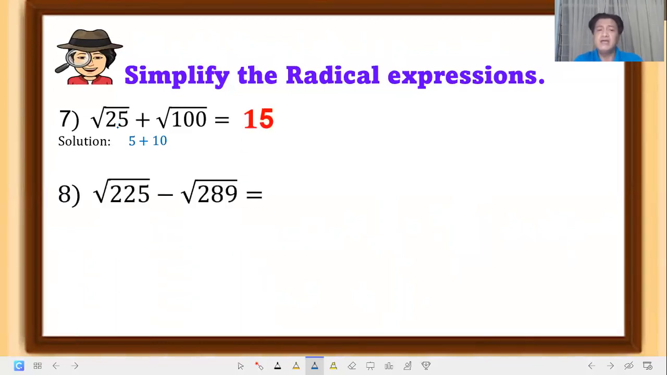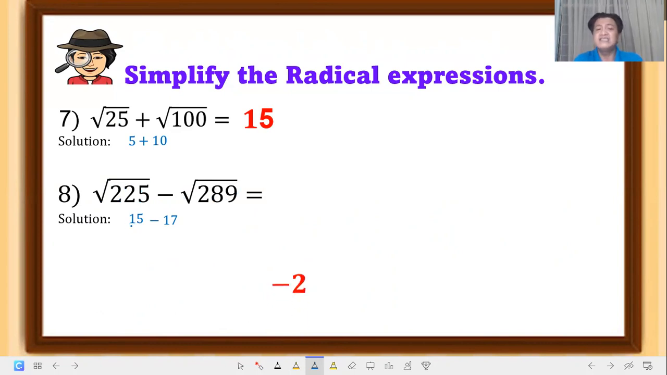And also number 8, we have the square root of 225 minus square root of 289. If you're going to get the square root of 225, that is equal to 15 together with the square root of 289, that is 17. Since minus yan, you have to subtract. Remember that that is keep change sa rules ng subtraction of integers.